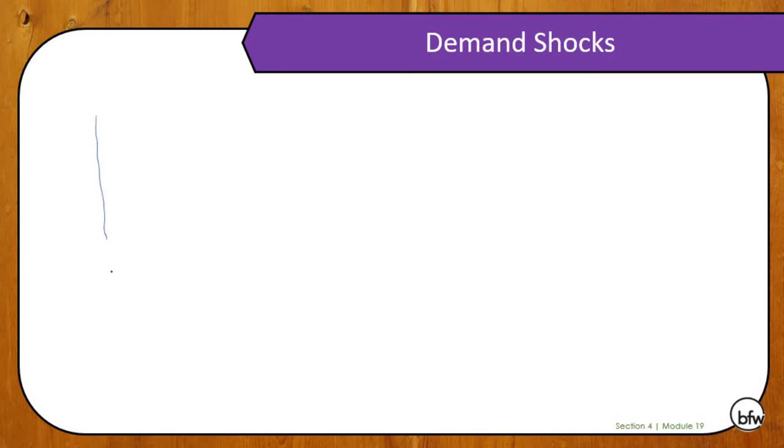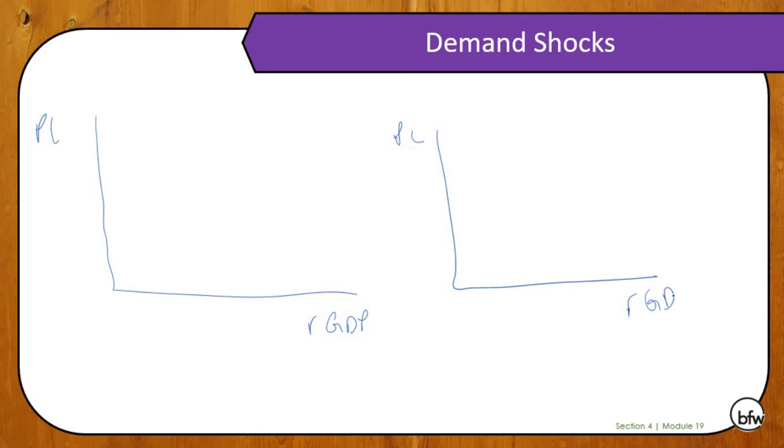Remember, we're always going to label these. So we've got our price level and our real GDP for both graphs. Now again, for this one, I'm not going to draw the long run aggregate supply curve, just so we can see easier. One less thing to distract us, but every other time from this point forward, we will draw it.